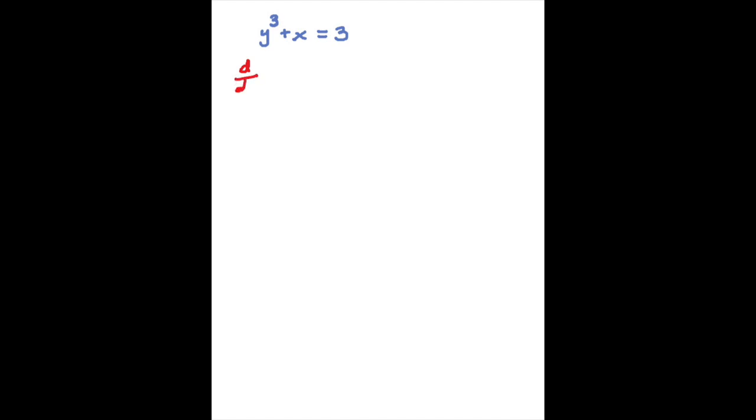So remember, we're going to use this derivative operator. We're going to do it for this whole side. Okay, now what you do to one side, you equally have to do to the other. So I'm going to differentiate the other side with respect to x as well. Now the derivative operator actually distributes, so you can do the derivative of this y to the third with respect to x and the derivative of this x with respect to x. So that's what I'm going to do next.